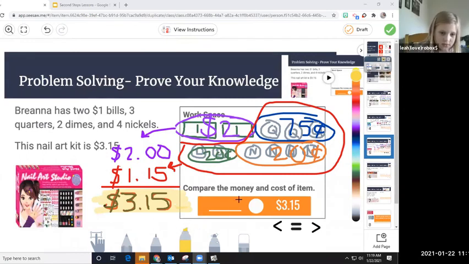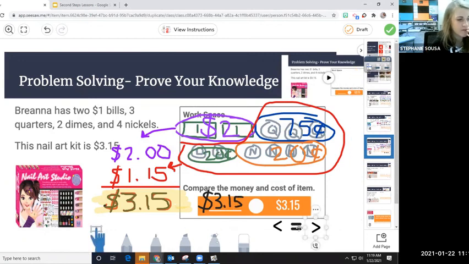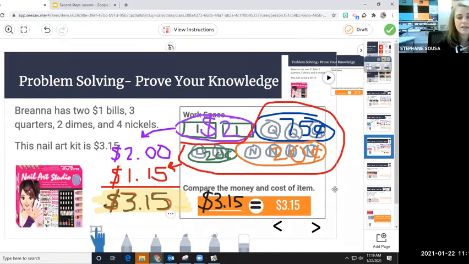Alrighty, in your breakout room, you should have discovered that Brianna has $3.15. She had $2 in bills, and the coins that she had add up to $1.15. So altogether, that gives her $3.15. We know that $3.15 is the same thing as $3.15. So it is equal. It is equivalent. Okay. Which means, yay, Brianna can buy this nail art kit. She's got enough money. Okay.